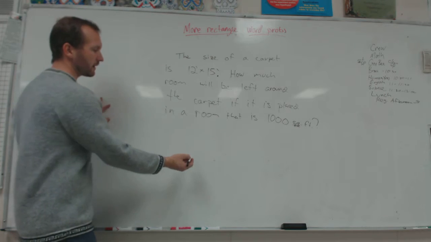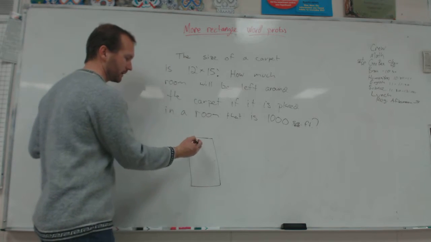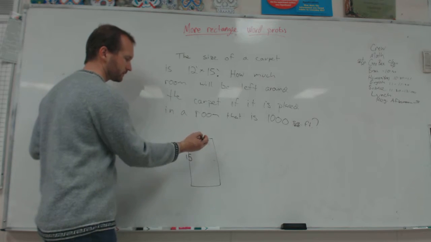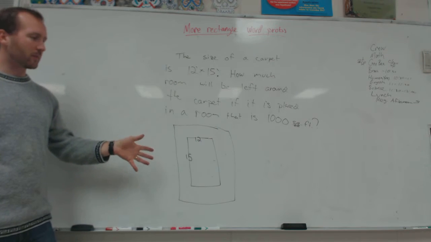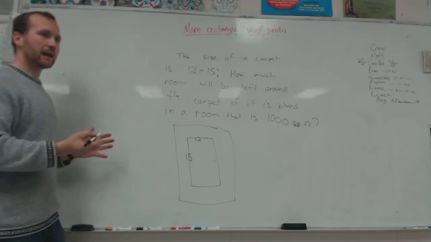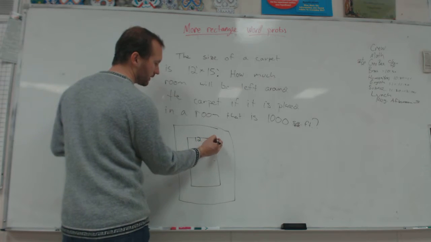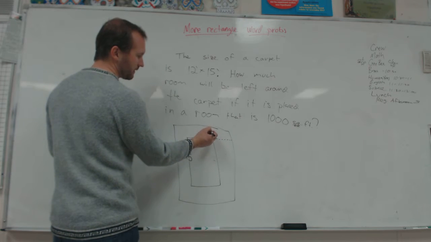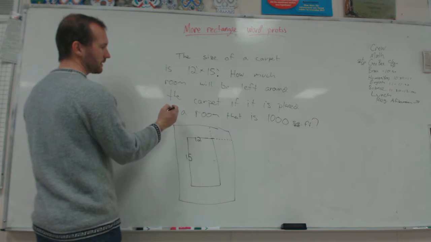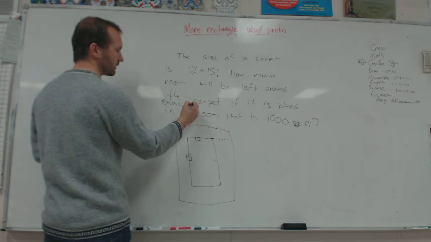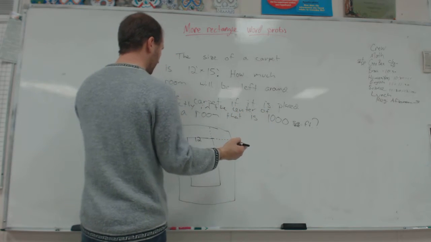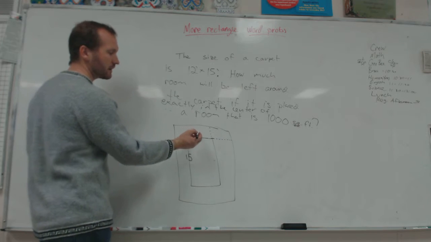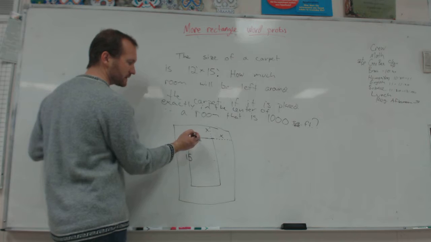So let's just set this one up. It's not going to come out nicely. But the idea here, again, is you have this carpet, which is 12 by 15, and it's in a room. And the key step in any problem like this is recognizing that x is going to be this width, and that this width. So I should have said it is placed exactly in the center of a room that is 1,000 square feet. So the key thing is recognizing that x is the same all the way around.